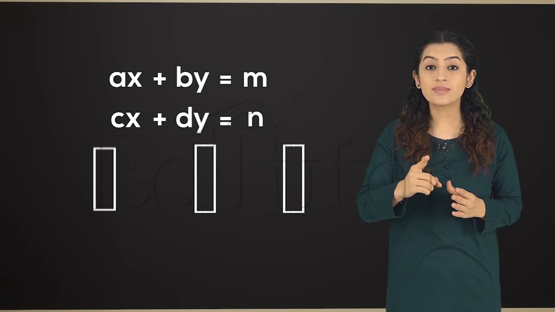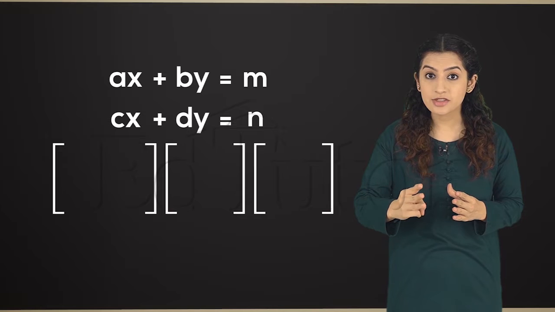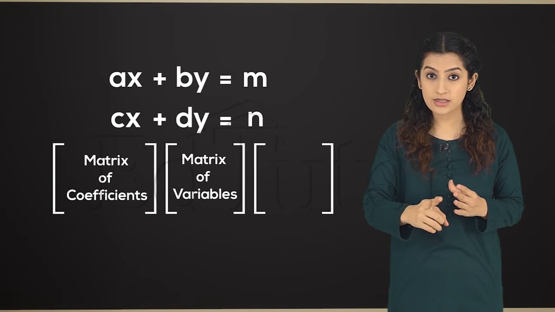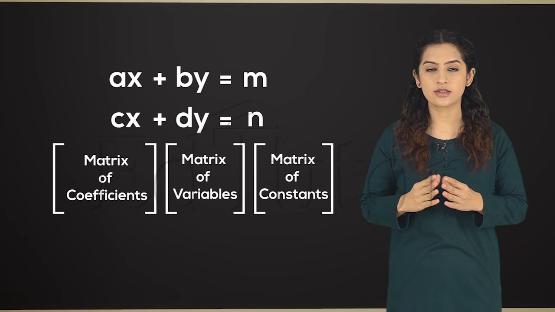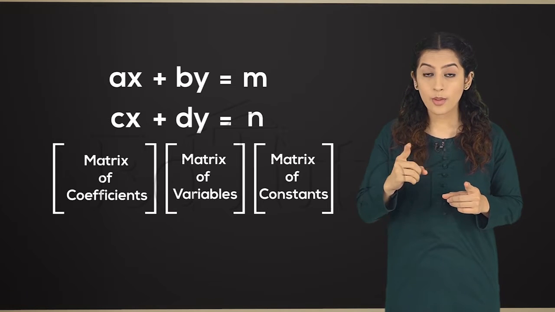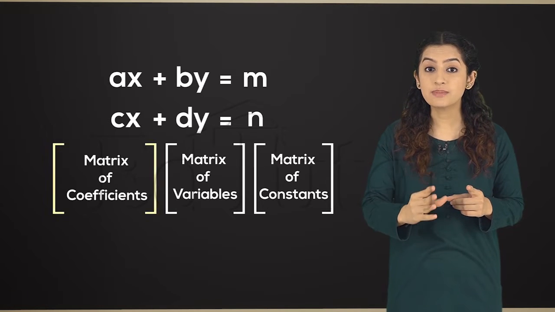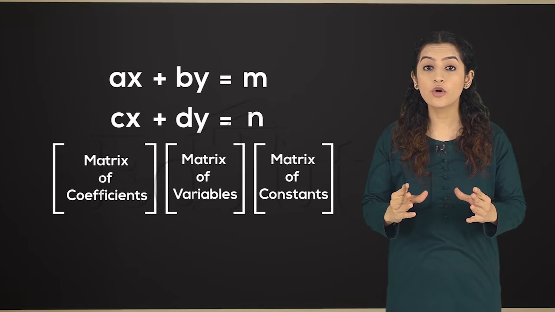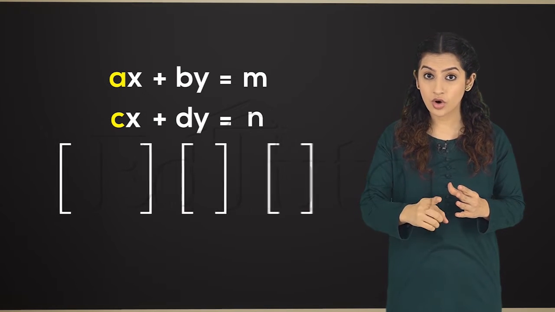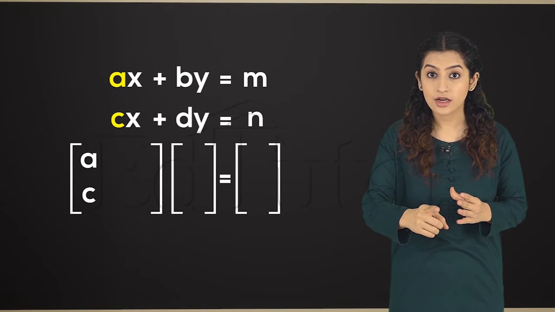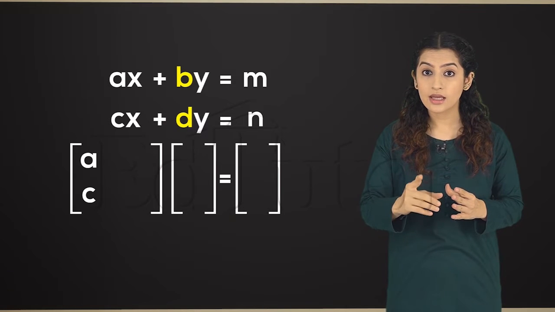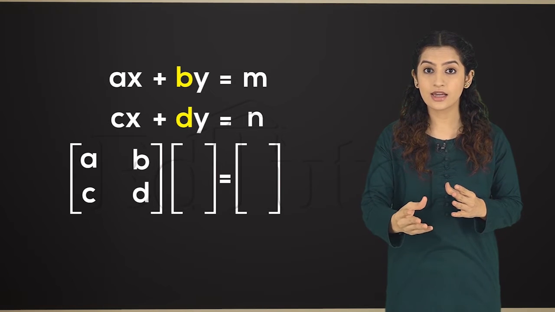We will transform these equations into three matrices: a matrix of coefficients, a matrix of variables, and a matrix of constants. So, put the coefficients in the coefficient matrix, the leftmost one. The first column is for the coefficients of x. So, A and C come here. The second column is for the coefficients of y. So, place B and D here.